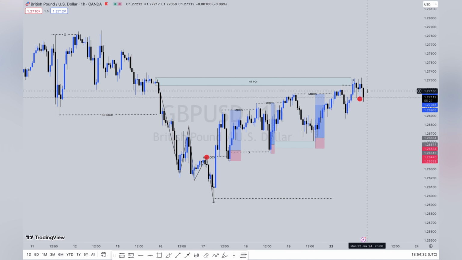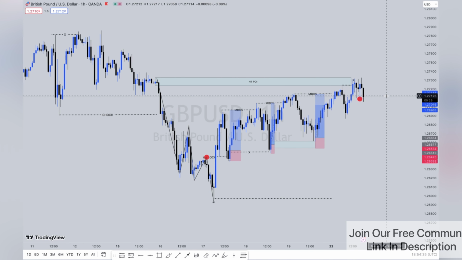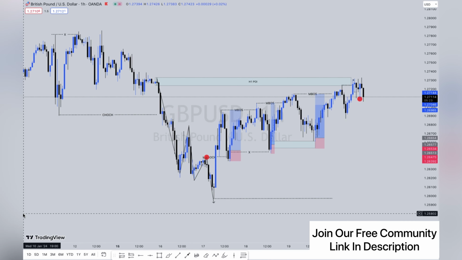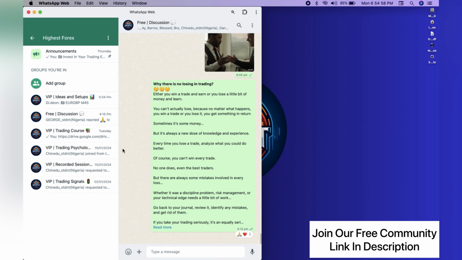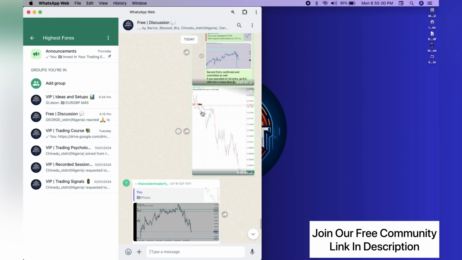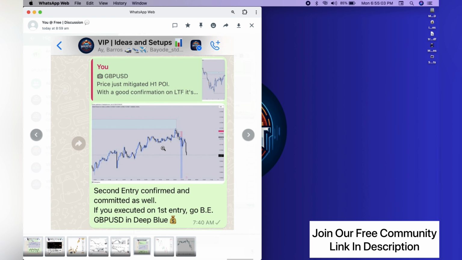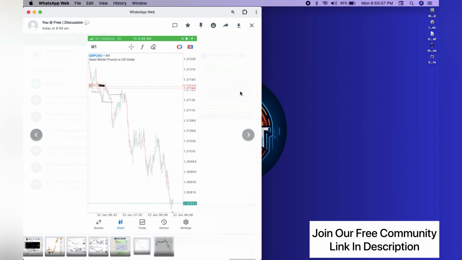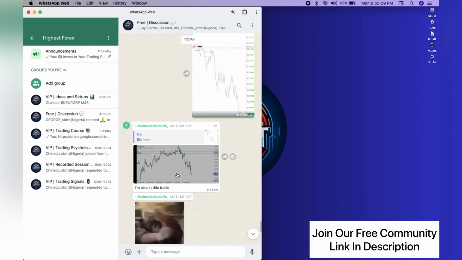For those of you in the community, we had a trade from that place this morning. We ran pretty good profit, but I think we took the break even. You can see we had a trade from the point of interest this morning. We ran in good profit, and I also saw that some people in the free group also took the trade as well.